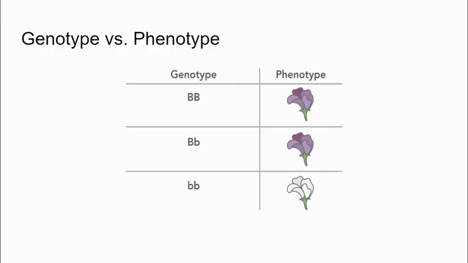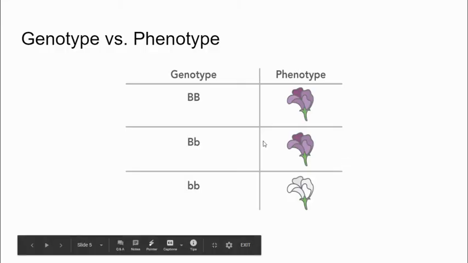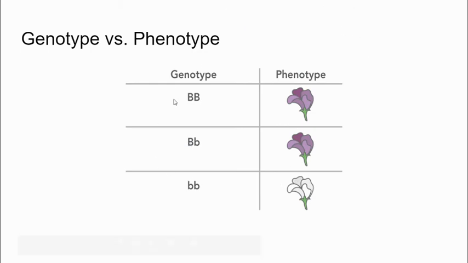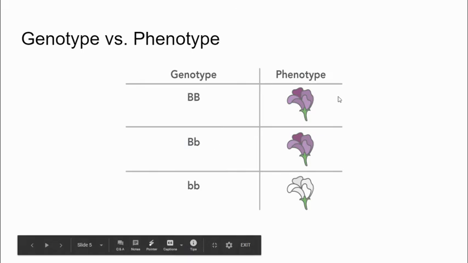Now, genotype versus phenotype. So phenotype is the appearance or the physical appearance, and genotype is the gene makeup. Okay, so physical versus gene.